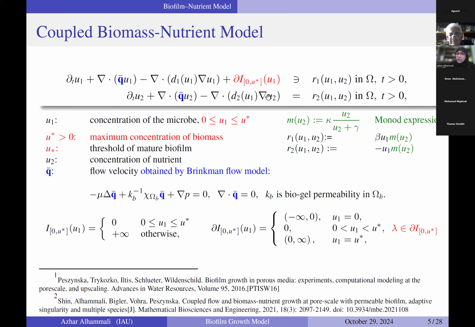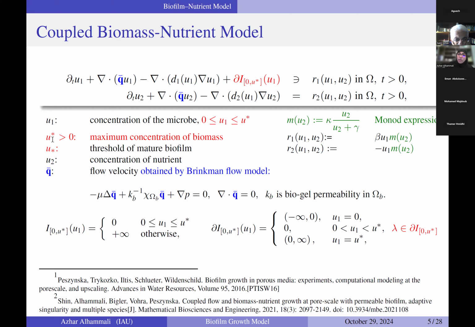Also, they are coupled here. The nutrient diffusivity depends on the biomass. Q bar here is the velocity of the fluid that can be obtained by the heterogeneous Brinkman flow model, which is this model. P is the pressure of the fluid, mu is its viscosity. Q_B here is the biofilm permeability. So as I mentioned earlier, the fluid can flow and penetrate the biofilm phase based on its permeability.